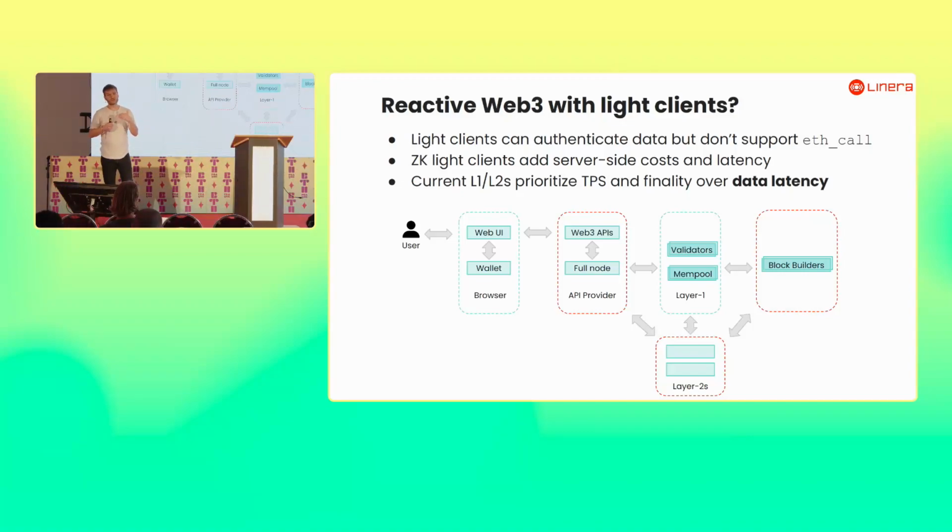There are also some attempts to make light clients more appealing, in particular to support arbitrary calls with zero-knowledge proofs. But that's going to add server-side costs and latency. And so in this talk, we're concerned about latency. And so we can see that it doesn't seem that light clients are going to be quite what we can use for reactive Web3, for secure reactive Web3.